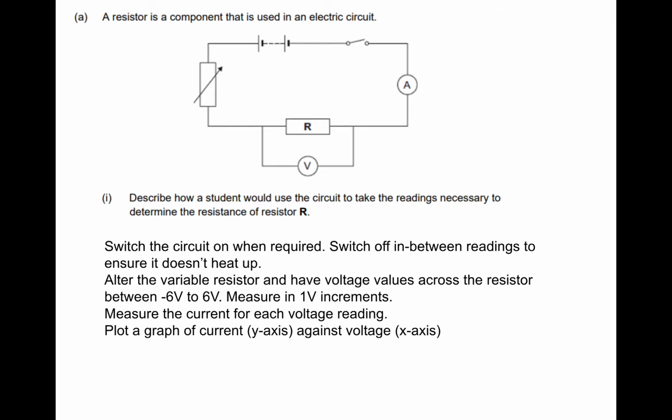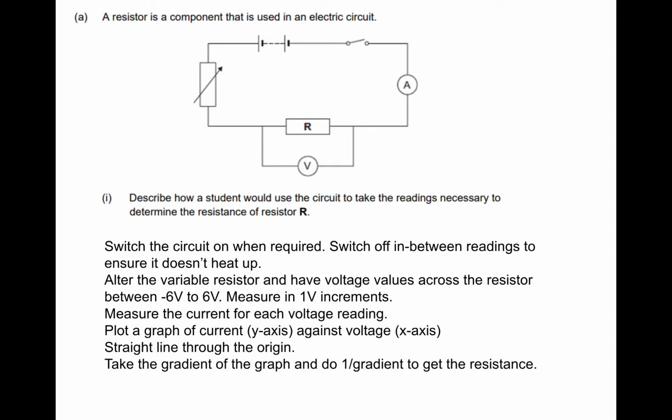Then plot a graph of current on the y-axis against voltage on the x-axis. That's another point you could make. You should get a straight line that goes through the origin. And take the gradient of the graph and do 1 over the gradient to get the resistance. So that's an example of a 6-mark response to a question like this.